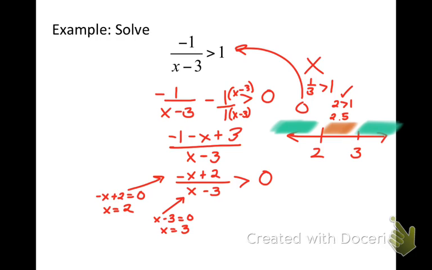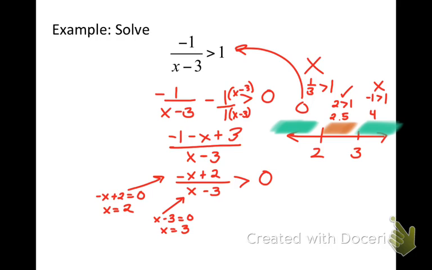Which means this one probably is not going to be. Someone give me a number greater than 3. 4. If I plug in 4, I get 4 minus 3 in my denominator, so 1. So -1 is -1 greater than 1? No. So my only true interval for the original is between 2 and 3.